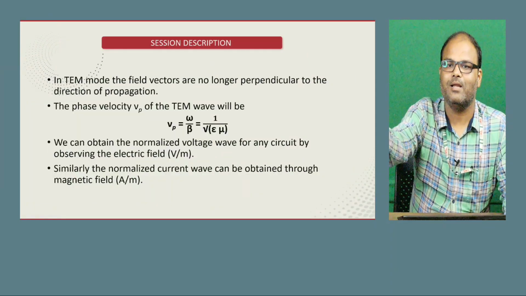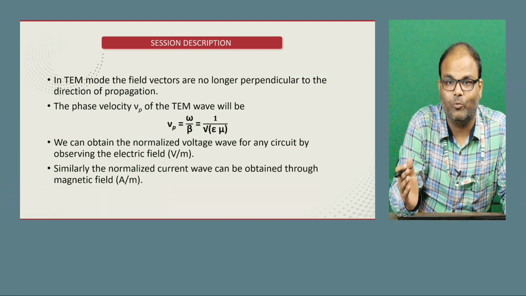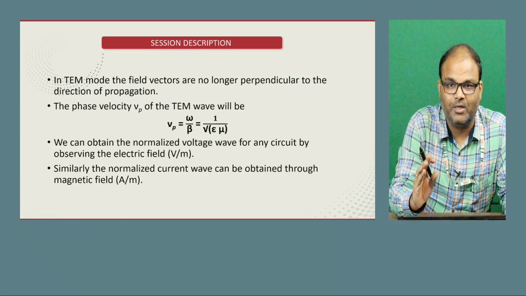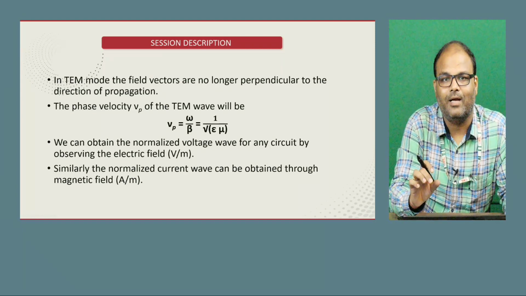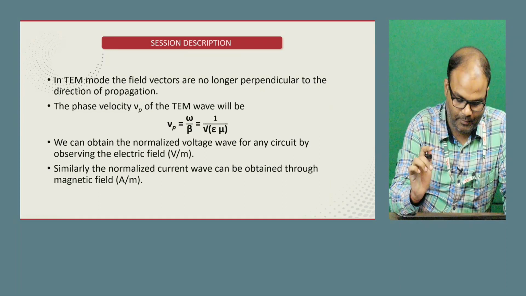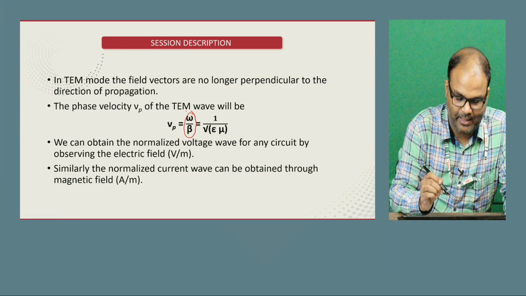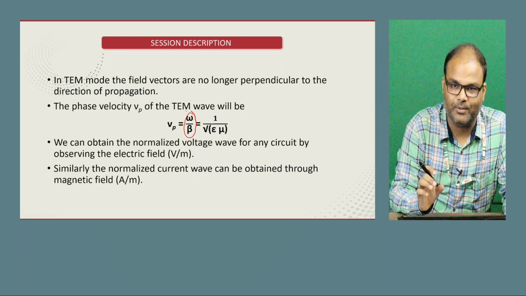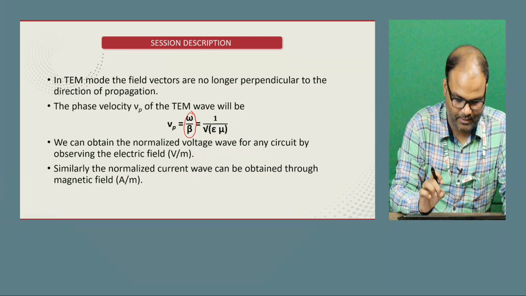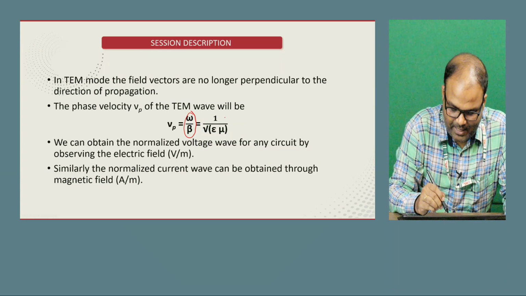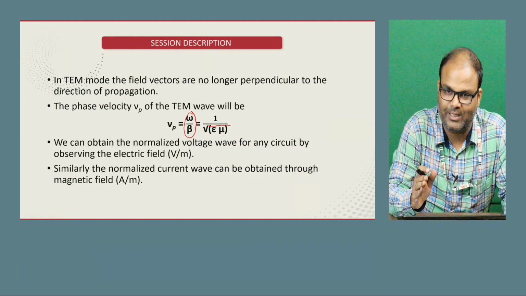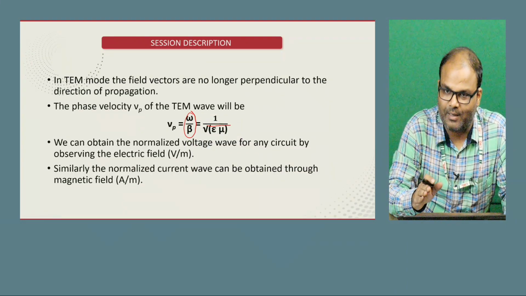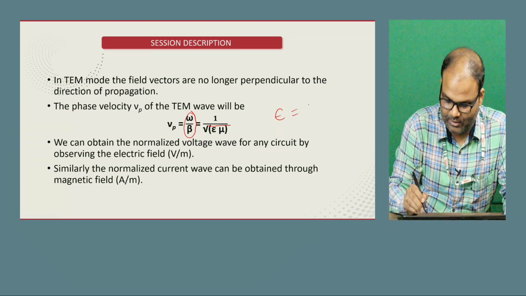Now we are thinking about phase velocity. When we are thinking about a wave, the wave has a velocity. The velocity is represented as phase velocity. The phase velocity is always omega by beta. Omega is the angular frequency, beta is the phase constant, and if you have derived it, this formula is 1 by square root of mu epsilon. What is epsilon? Permittivity. And what is mu? Permeability.